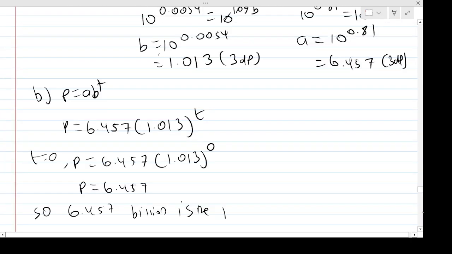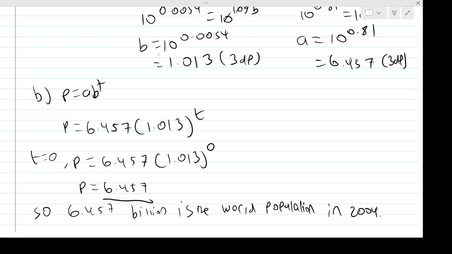2004. So it's the world population, which is P, in 2004. And there we are. And actually, if you think about it, it kind of makes sense because I think we're at 7 to 8 billion now. I'm not too sure, but it's kind of in the rough ballpark. So that figure does sort of make sense.